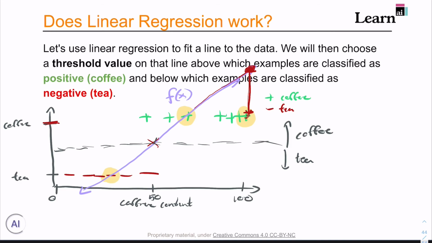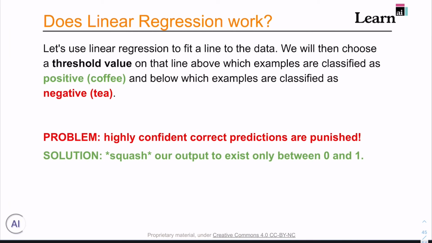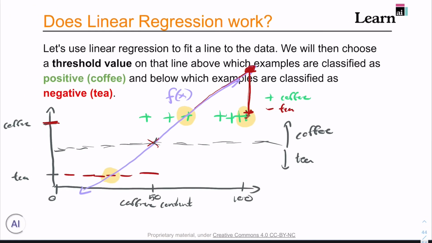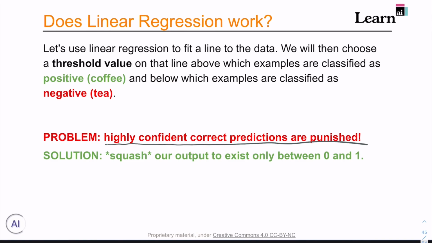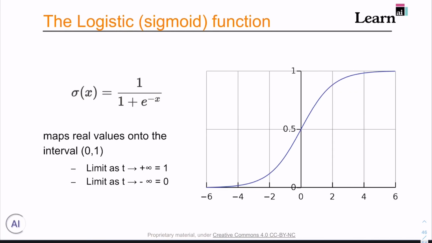Okay, cool. So how do we fix this problem? The problem is that highly confident correct predictions are being punished, right? This point was predicted to be coffee with high confidence, but it's being punished because it's far away. The solution, a little trick, is we're going to squash all of our output to exist only between 0 and 1. So how do we do that? We're going to introduce a function called the logistic function. It's also known as the sigmoid function.